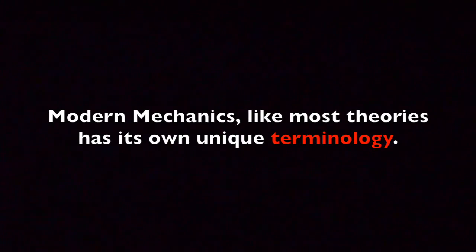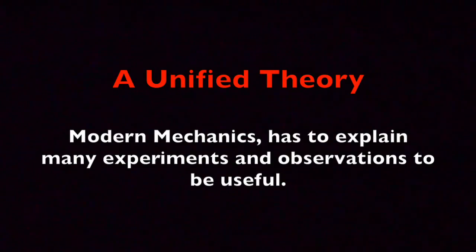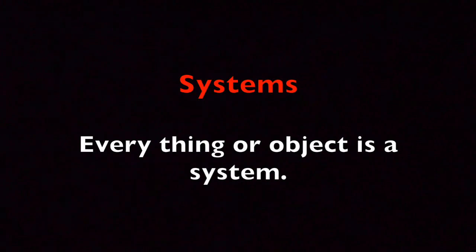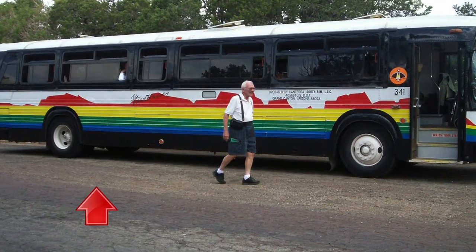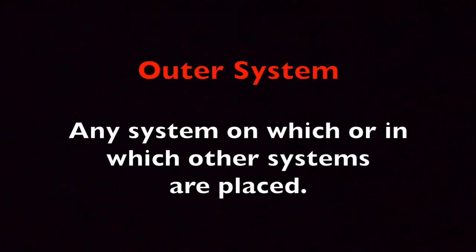But let's introduce some terminology so that we're able to generalize these concepts. This is important because if all we can explain is the behavior of a man and a bus moving along a street, we wouldn't have a very useful theory. In modern mechanics, things or objects are referred to as systems. In our example, we have 3 things: the street, the bus, and the man. The street is called an outer system.